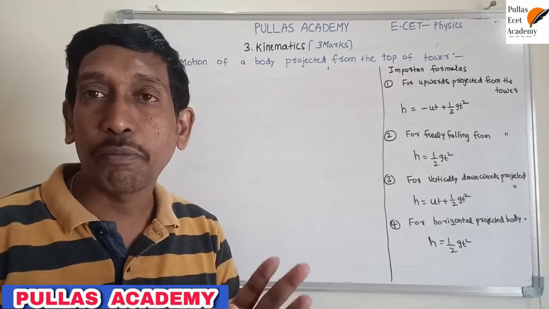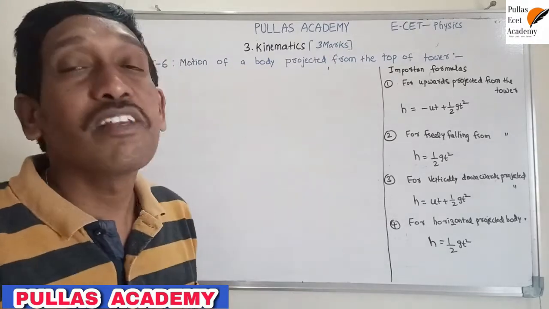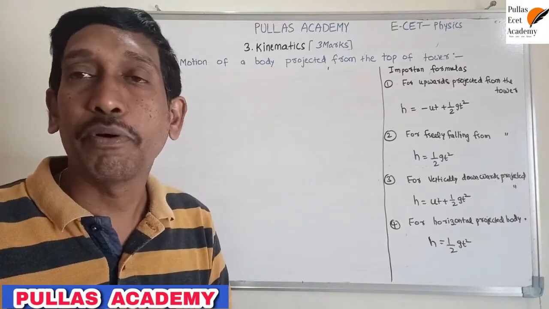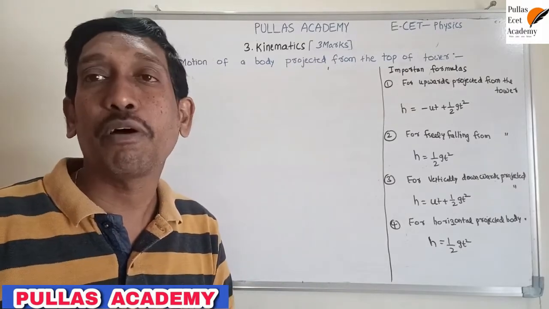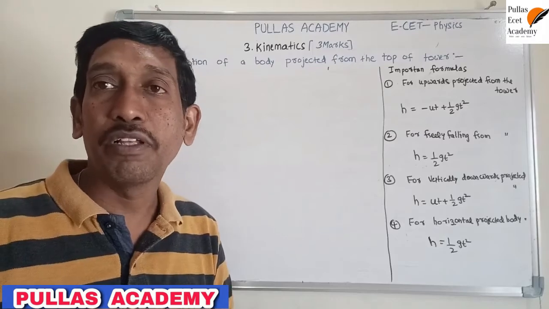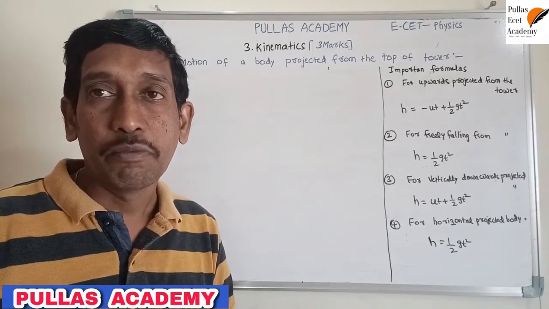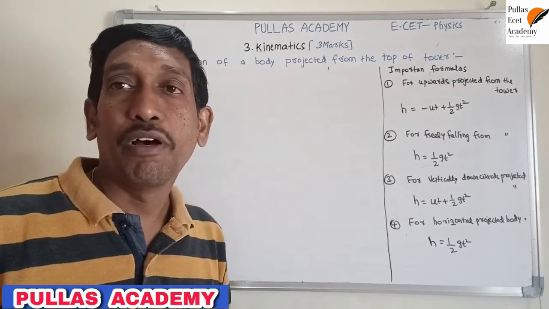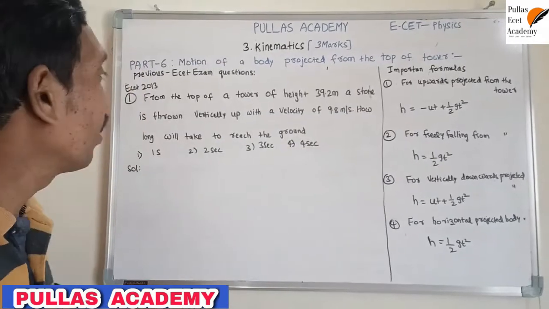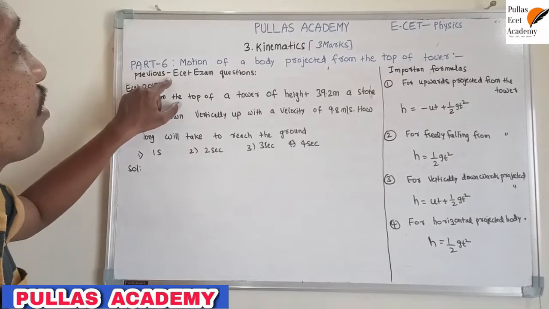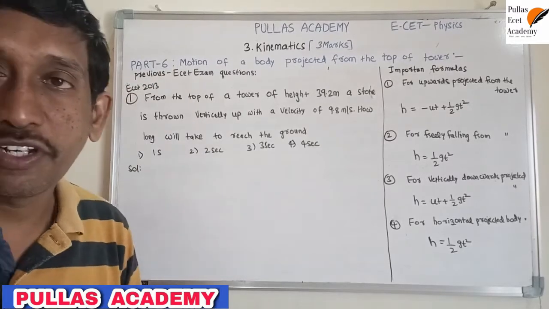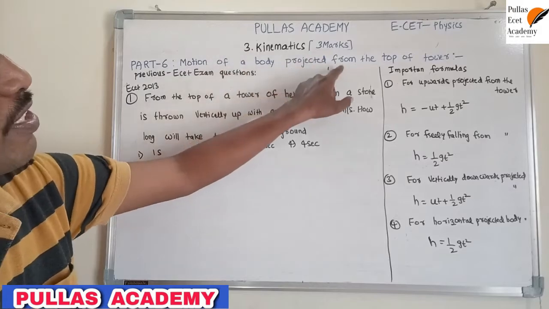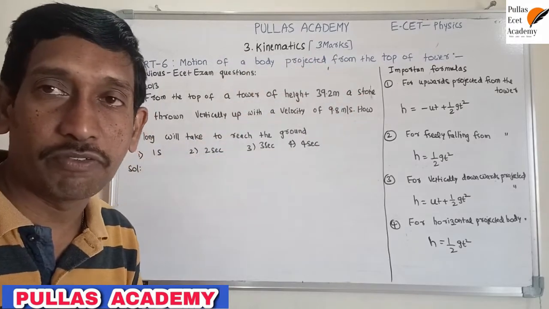After completing the topic, you have to revise like this. You have to remember all the important expressions in each and every topic, so that you can attempt the questions very easily. You must concentrate on the important formulas. Now we are going to discuss some previous ECET model questions related to a body projected from the top of the tower.